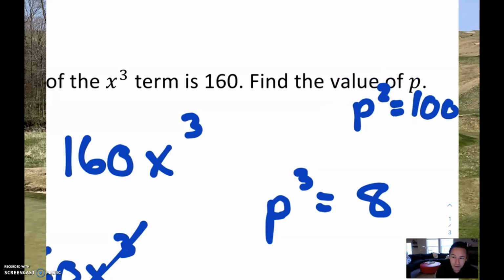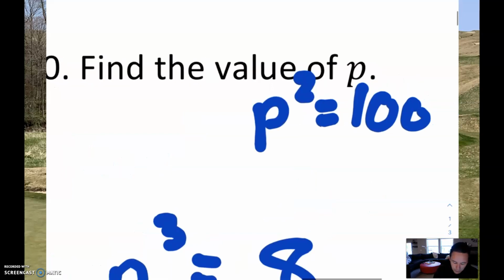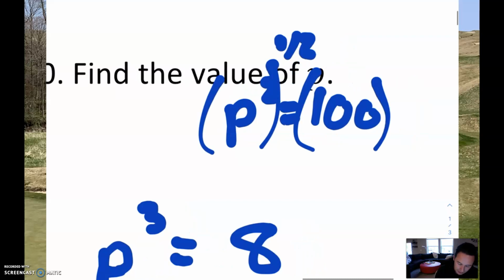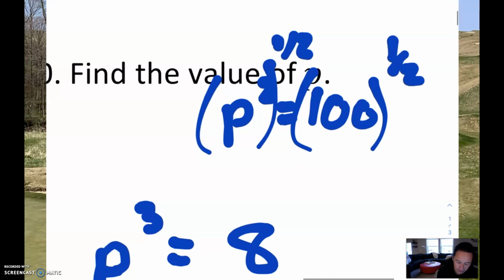Well, let's go back to the square root. What you're really doing when you take a square root is raising it to the 1/2 power. If you have p squared to the 1/2, that 2 times 1/2 becomes 1. And you do the same thing over here, raising 100 to the 1/2 power. Sorry, it got kind of messy. 2 times 1/2 is just 1, and you're left with p to the 1st power, which is what you're trying to solve for. And then 100 to the 1/2 is 10.